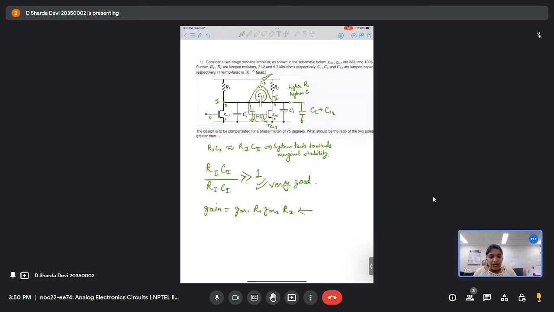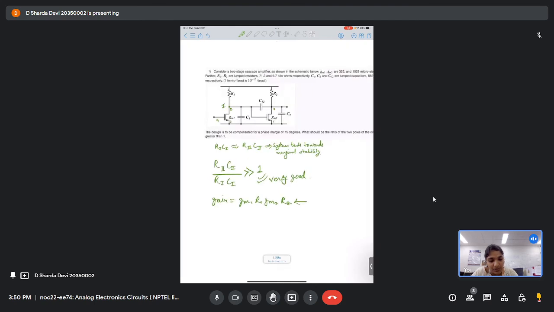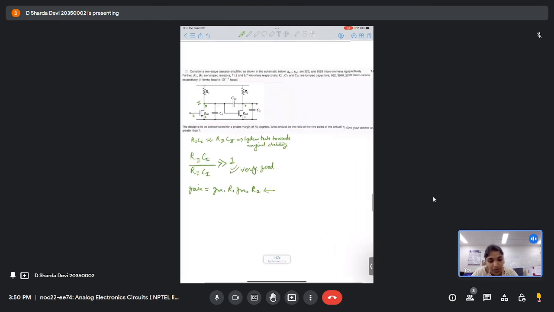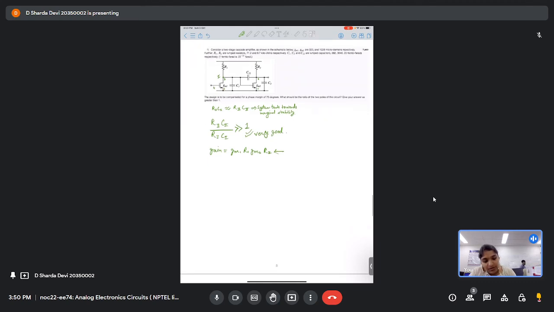So this is what is related to the compensation capacitance. Now coming back to this particular question, what has been asked? The question is: consider a two-stage cascode amplifier. Here all the values have been given, like gm1, gm2, and lumped resistances and lumped capacitances. Now here, the phase margin has been given.